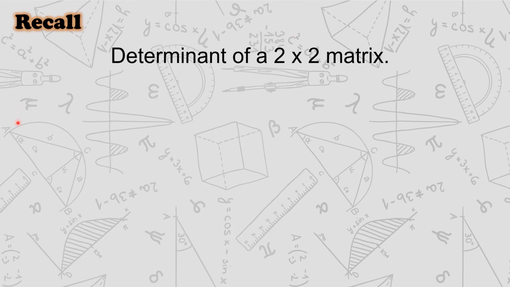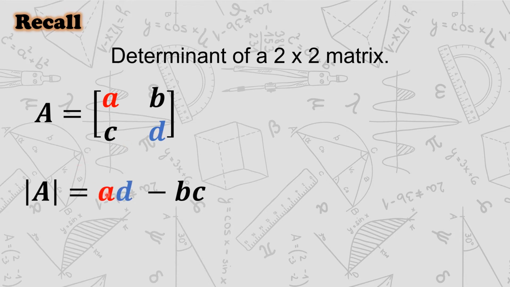Suppose we are given matrix A with elements a, b on the first row and c, d on the second row. The determinant of A may be obtained by the difference between the product of the elements in the main diagonal and the product of the elements in the other diagonal, that is ad minus bc.